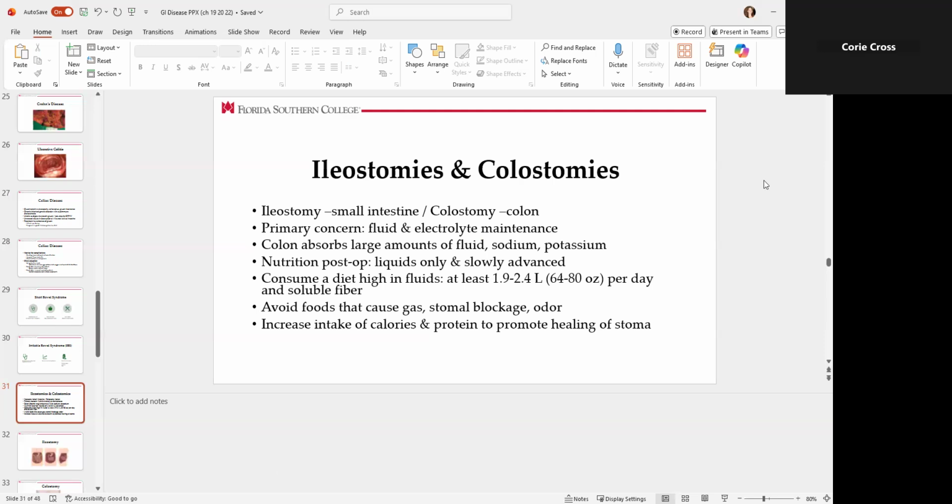Initially, clear liquids are given with minimal simple sugars to reduce the risk of osmotic diarrhea. Once clear liquids are tolerated, the diet is slowly advanced based on patient tolerance. Extra protein and calories are needed to promote healing. It is common for patients to be fearful of eating due to the entire experience. Most patients should be back to a regular diet within 6 to 8 weeks following their surgery. Patients need to have an increased fluid intake of 8 to 10 cups a day to replenish their fluid losses, but also to maintain an adequate urine output and minimize kidney complications.